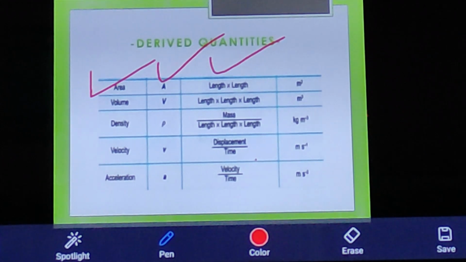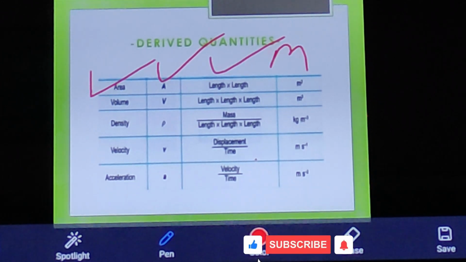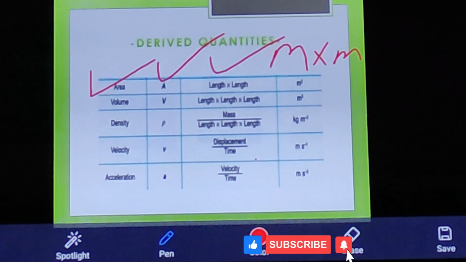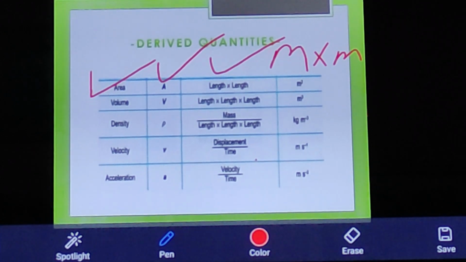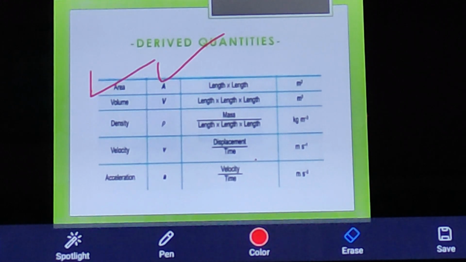Length can be measured in the SI system in meters. So we write meter into meter, the meter multiplied with meter, which means meter square. In this way we can calculate this part, and meter square is the SI unit in this case.